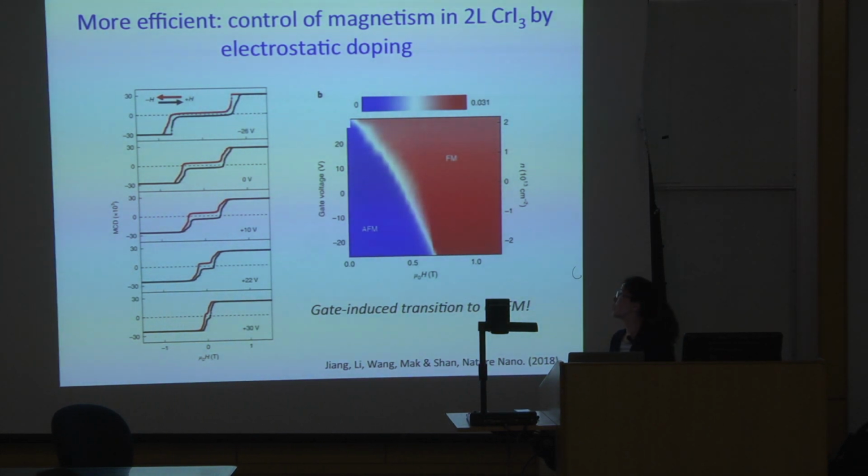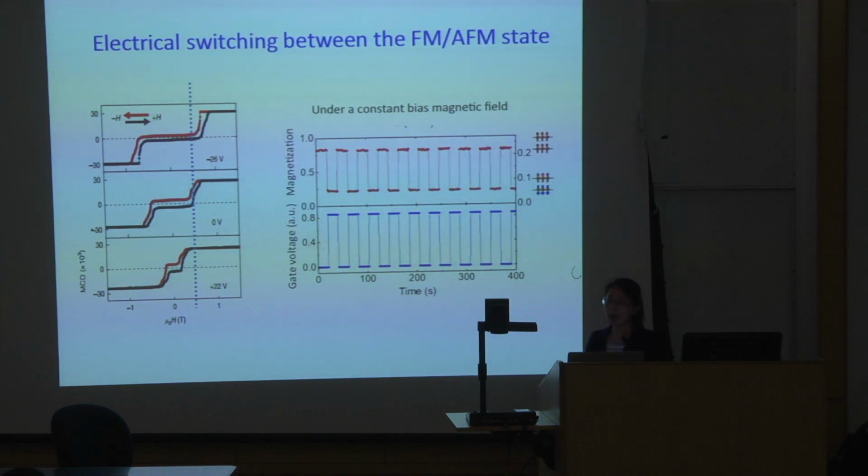And it turns out that there are more efficient ways to control or switch the magnetism. What I'm showing here is what happens when you put more electrons and more holes into the system. And you can see here, this loop shrinks, and at some point, it almost goes to the ferromagnetic phase just by doping. And this is very interesting.